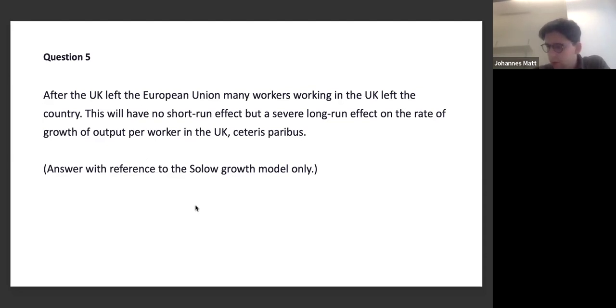Right. So this question really asks us to conceptualize this empirical example of the UK leaving the European Union in terms of the Solow growth model. So what we need to know here is really what determines the short-run effect of a reduction in the number of workers in this model on output, and what determines the long-run effect on output in this model, right? And so we're explicitly prompted here to refer in our answer to the Solow growth model.